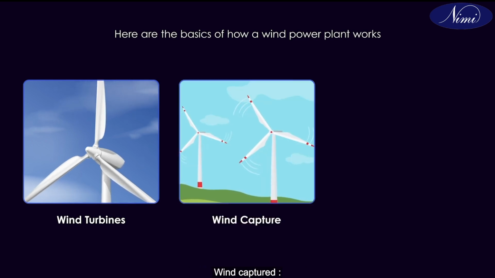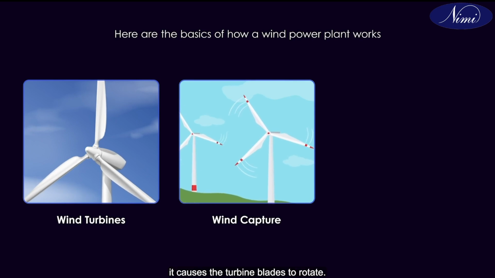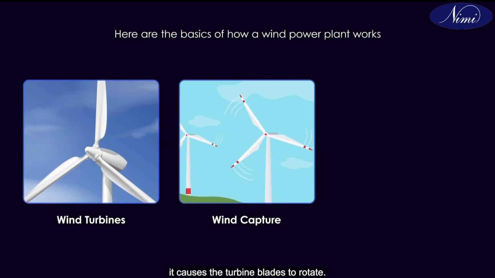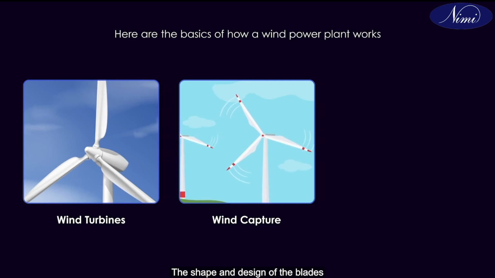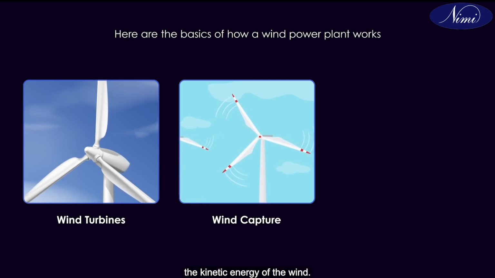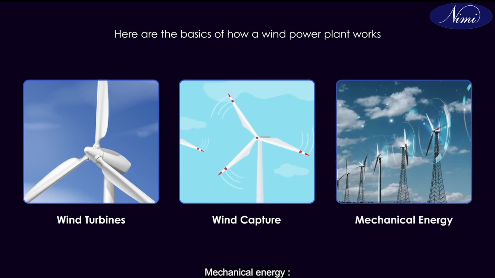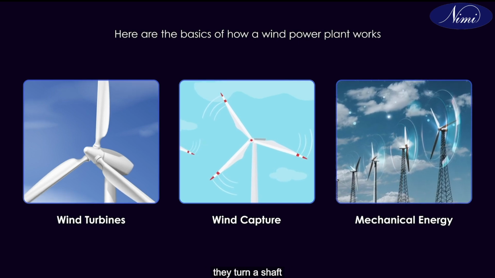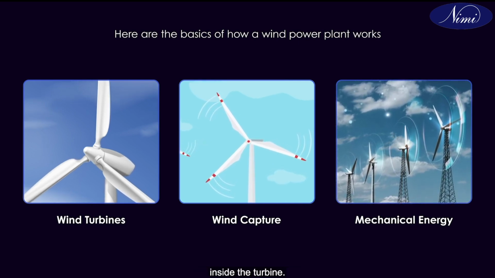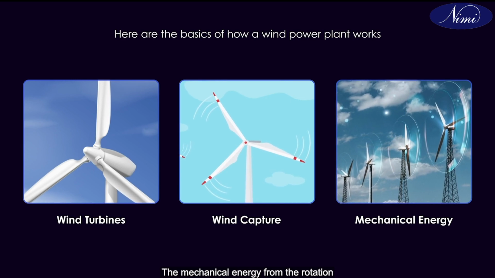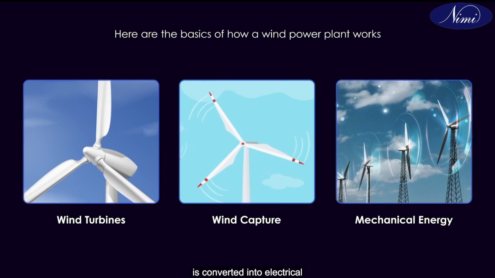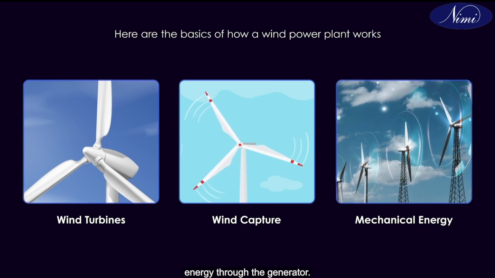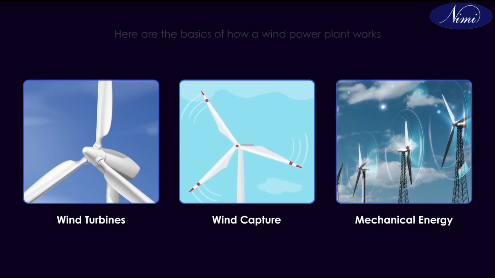Wind capture. When the wind blows, it causes the turbine blades to rotate. The shape and design of the blades help capture the kinetic energy of the wind. Mechanical energy. As the blades spin, they turn a shaft connected to a generator inside the turbine. The mechanical energy from the rotation is converted into electrical energy through the generator.